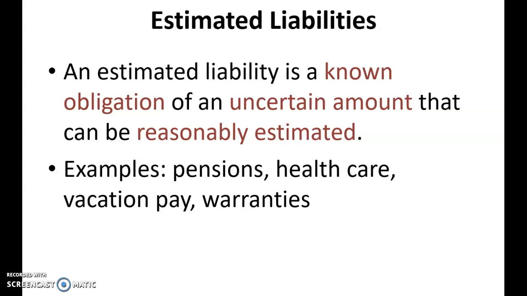Let's start with accounting for estimated liabilities. An estimated liability is a known obligation that is of an uncertain amount, but can be reasonably estimated. Common examples are employee benefits such as pensions, health care, and vacation pay, and also warranties offered by a seller. We'll discuss these in the next few slides.